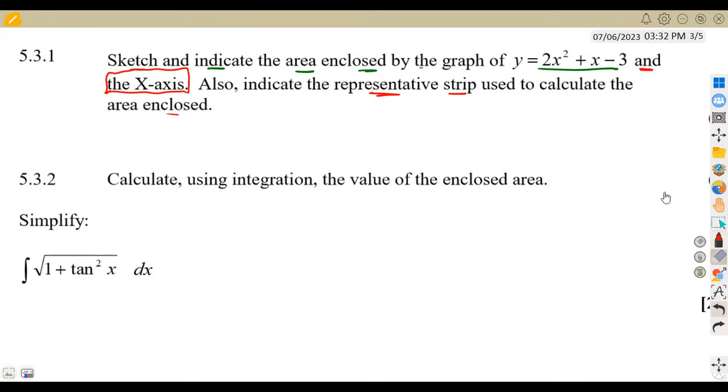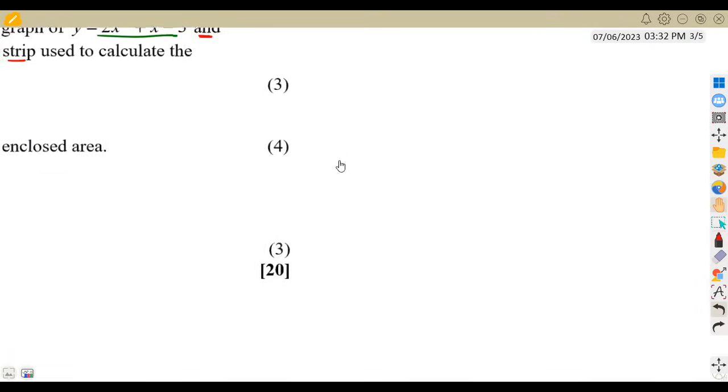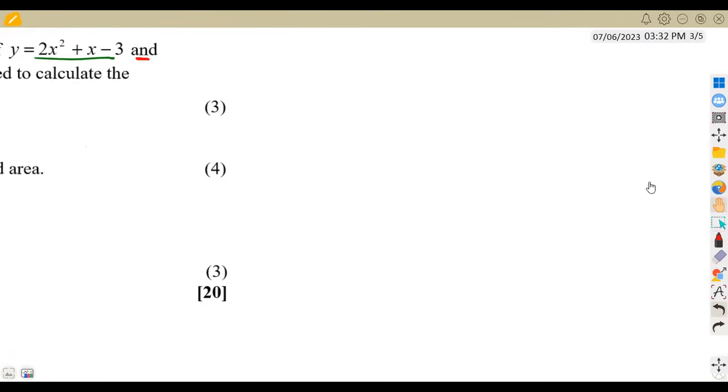All right, so let us have our curve like we are given. The area is supposed to be between the graph and the x-axis, and we are given the equation that is 5.3.